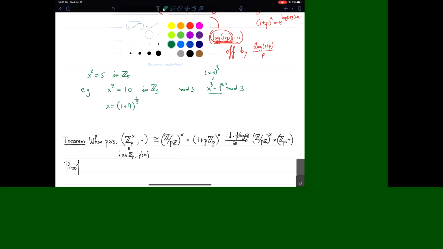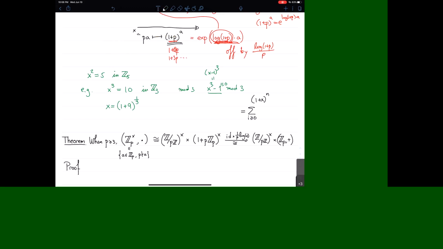So here's a game. How do you do this binomial expansion anyway? It is the summation over i greater than or equal to zero of n choose i times x to the i. That's how you expand it, the binomial expansion. Now I'm going to write the same thing, where my n is 1/3. Let's formally write it and then explain what happened.